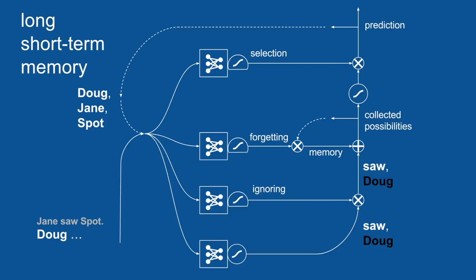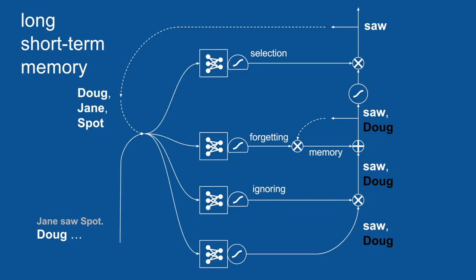And again, for the purposes of simplicity, let's say there's no memory at the moment. So saw and Doug get passed forward. And then the selection mechanism here has learned that when the most recent word was a name, then what comes next is either going to be the word saw or a period. So it blocks any other names from coming out. So the fact that there's a vote for not Doug gets blocked here, and the word saw gets sent out as the prediction for the next time step.